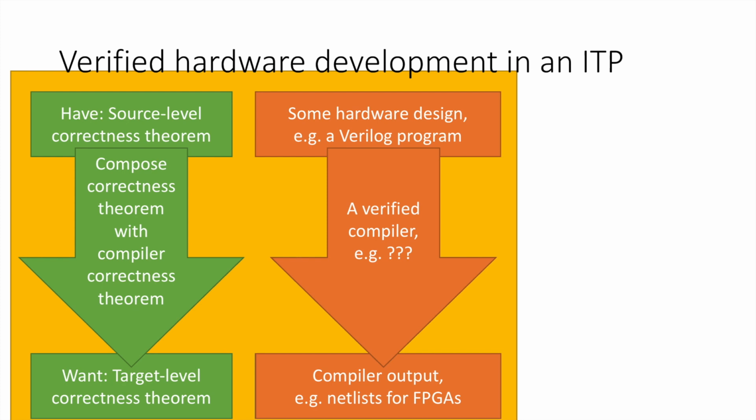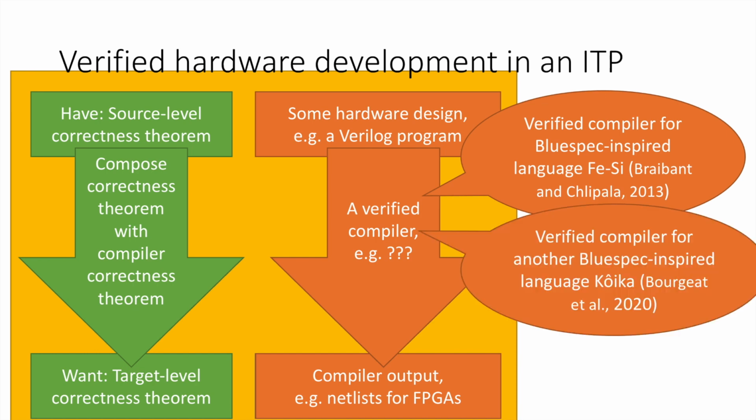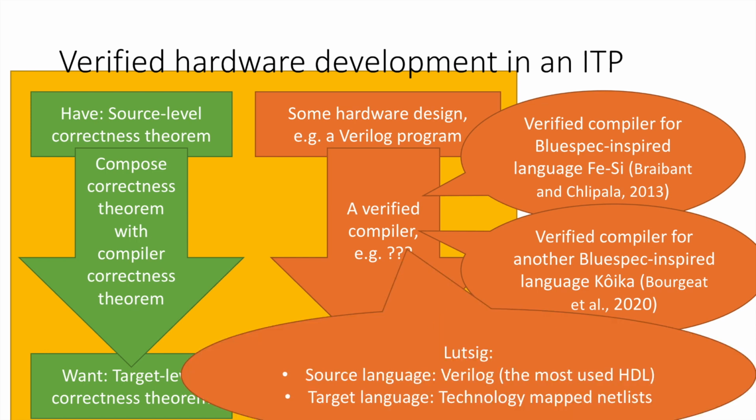As far as I know, there are essentially just two previously verified hardware compilers. The first one is a compiler for a BlueSpec inspired language from a few years ago, and more recently there's another verified compiler for another BlueSpec inspired language. And now, since this paper, there is also Lutsig, but instead of compiling from a BlueSpec inspired language, we compile from the most used hardware description language, that is Verilog. We also do technology mapping, which is not done in these previous compilers. So that's something that is new with Lutsig.